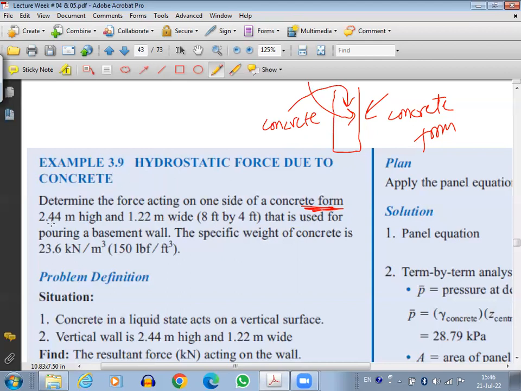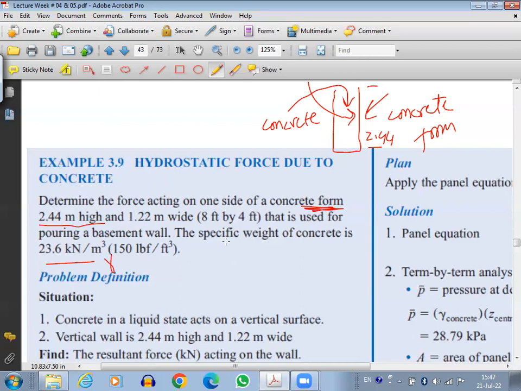On one side of the concrete form, the concrete form is 2.44 meter high. So how much is the height? It is 2.44. And 1.22 meter wide. Wide will be into the paper, into the board. Width will be 1.22 meter wide. That is used for pouring the basement. The specific weight of concrete is given. This is gamma for the case of concrete.